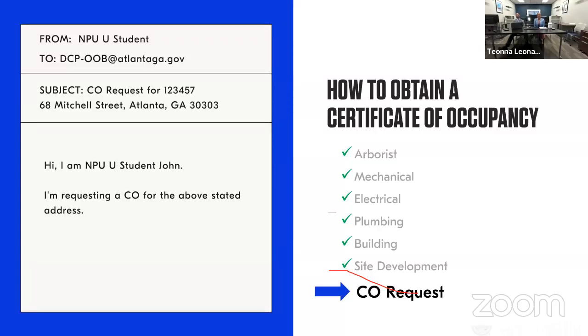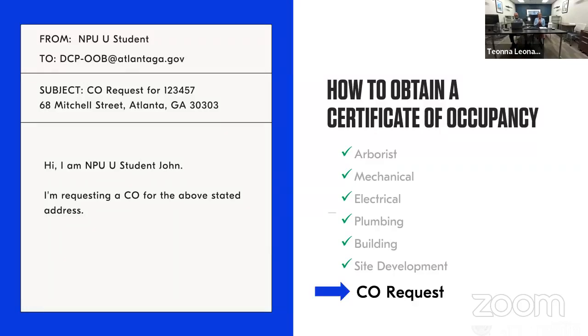Okay, so with the certificate of occupancy, first things first, I'll refer to it as CO moving forward. A CO is only issued for new construction, the addition of heated space, and if you are changing the use of a space, so a conversion. Those are the only reasons why we would issue a CO.